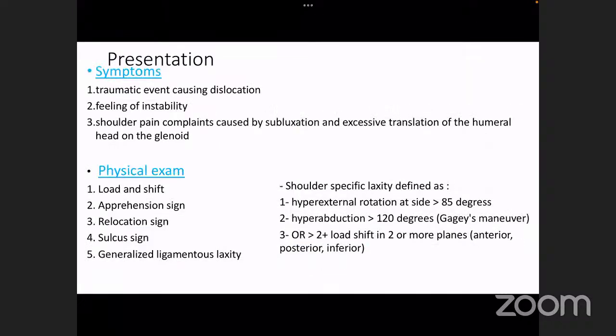So regarding the presentation, the patient will come with either a traumatic or atraumatic setting. Patients have a feeling of instability and complain of pain caused by subluxation or excessive translation of the humeral head. For the physical exam, there are many tests with variable specificity and sensitivity, but the most important regarding instability are the load and shift test, the apprehension test, the relocation test, the sulcus sign, and generalized joint laxity that has to be calculated by Beighton criteria.